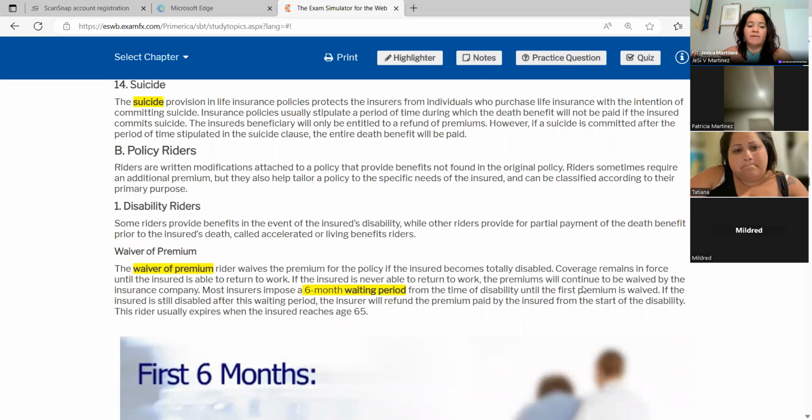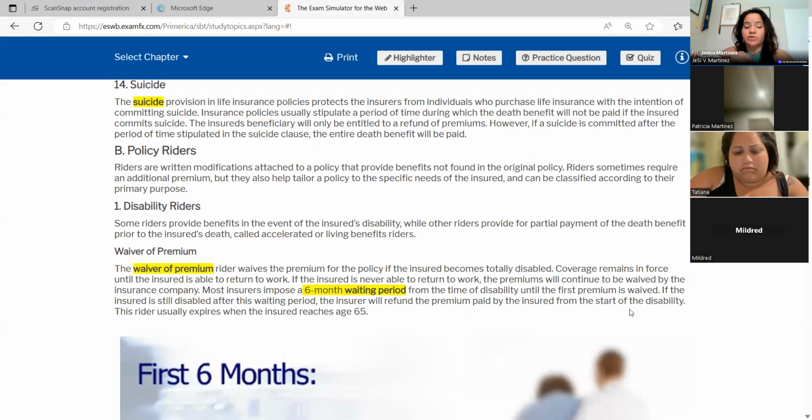Some riders provide benefits in the event of the insured's disability, while other riders provide for partial payment of the death benefit prior to the insured's death. That's called accelerated or living benefit riders. So the waiver of premium, and that's something I always tell my customers to get, the waiver of premium rider waives the premium for the policy if the insured becomes totally disabled.